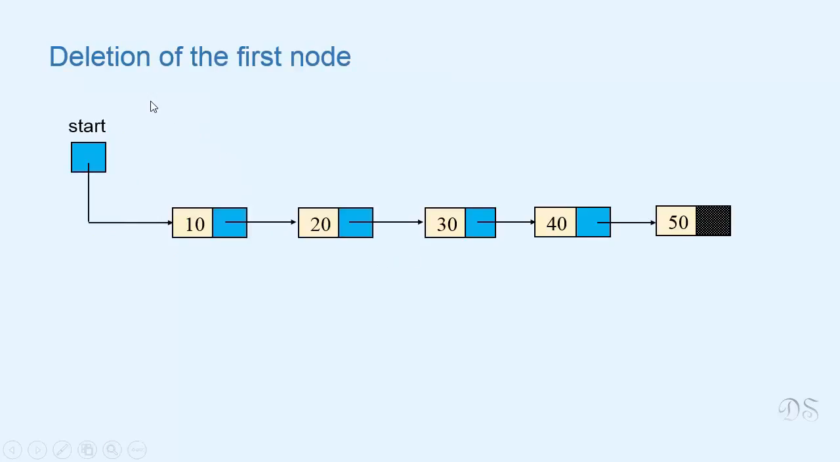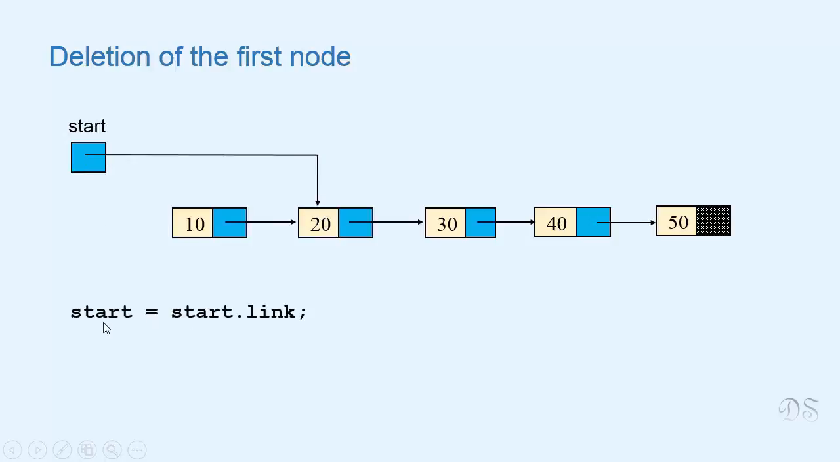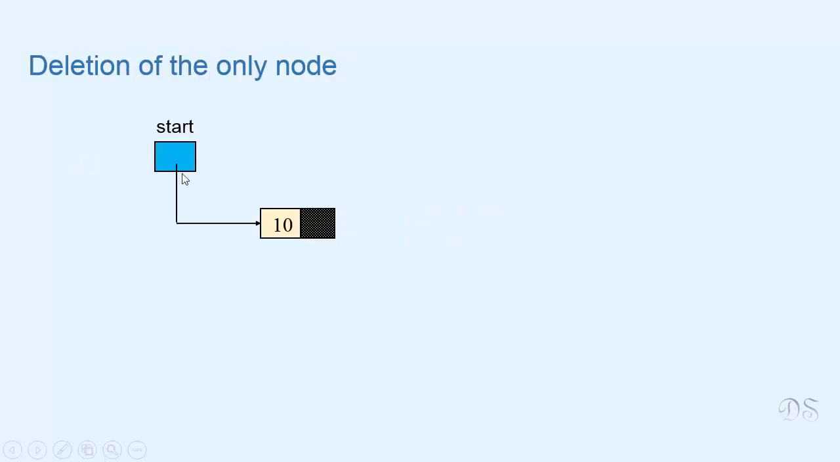First, let's see how we can delete the first node of the list. Now, after deletion, this node will become the first node of the list. So, start should refer to this node. So, we'll just write start is equal to start link. And now, this node will not be a part of the list. To delete the only node of the list, we'll just write start is equal to null, and this node will not be a part of the list and the list will become empty.